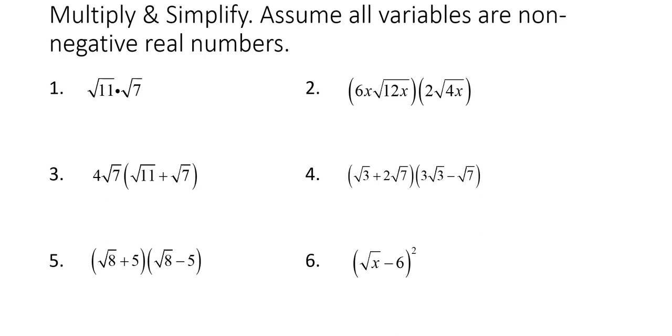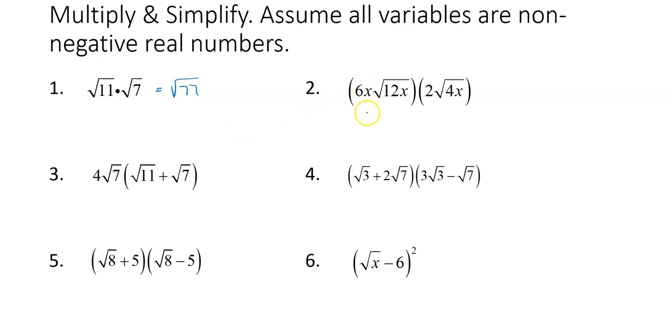How do you multiply two radical expressions together? If they're the same root, just combine them together. So square root of 11 times square root of 7, nothing simplifies, so they're both square roots. When you multiply them, you simply get square root of 77. And we're done.